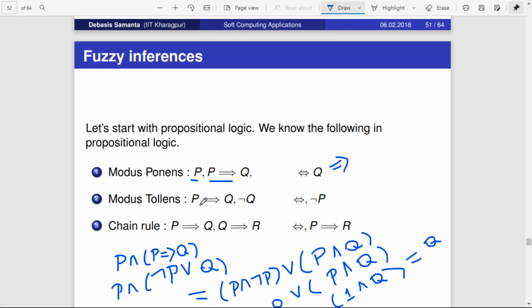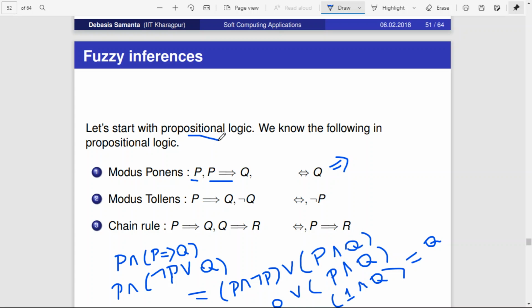Similarly, you can infer this also. P implies Q and not Q. From this you can infer not P. So this you can work out by yourself. Similarly, given these two rules, P implies Q and Q implies R, from these two rules you can infer this rule, P implies R. So this is for propositional logic.